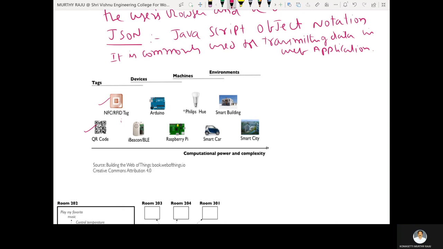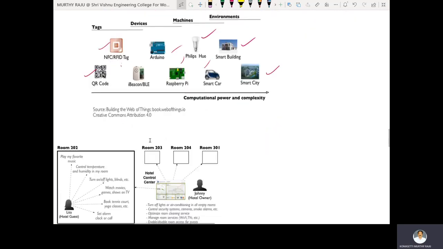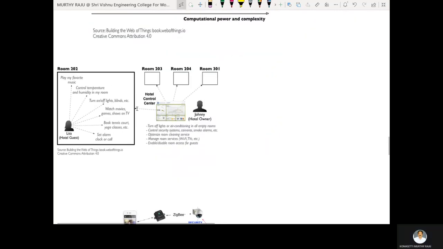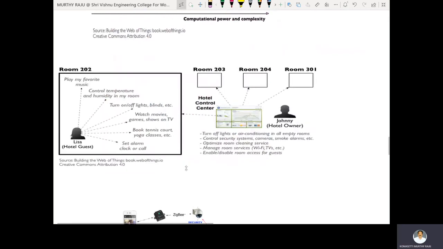Machines, Philips Hue smart lights, and these are environment smart things and smart cities. Everything is incorporated with IoT applications. Here, the web of things is not there. Next, coming to the second figure.